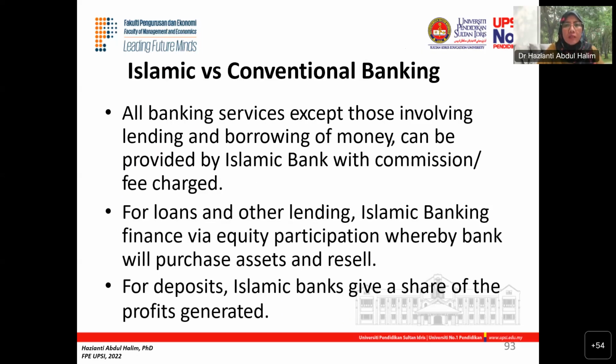Alright, what is the difference? Again, we're talking about Sharia and non-Sharia, provided by Islamic banks. For loans and other lending in Islamic banking, they use equity participation, and they call it financing.